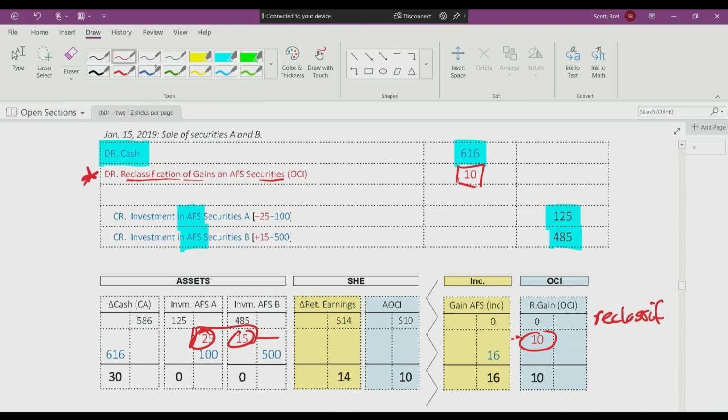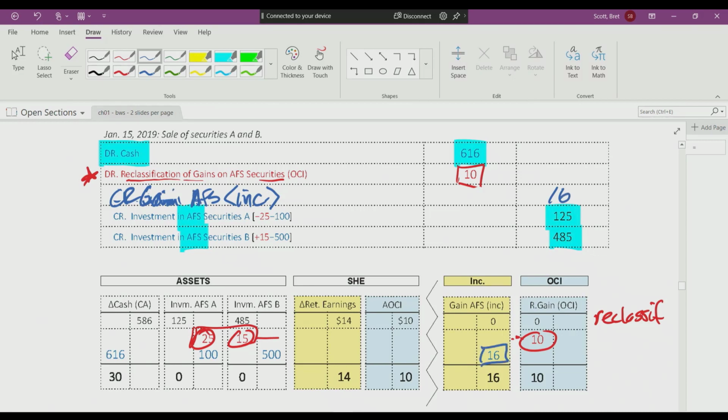When we put that 10 in the journal entry up above, we're missing something else. We still need another credit, and this credit is going to be gain on available for sale securities. And this is going to show up in my income statement. And that's going to be 416. That's the plug figure. So down below, we're going to show 16.